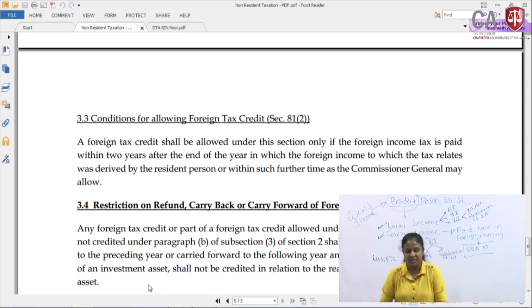You can see, all the foreign tax credit, if you have paid in that year of assessment, if that foreign income has been included in your world income, you have to take the tax credit and finish off. First, you have to pay that tax and you have to claim it, finish off. No refund, no carry back, no carry forward of foreign tax credit, even with reference to the tax liability which you have not claimed against, as well as the realization gains from the investment asset.